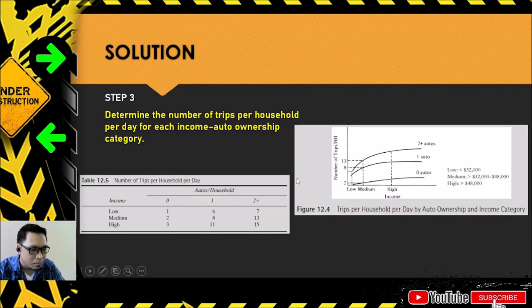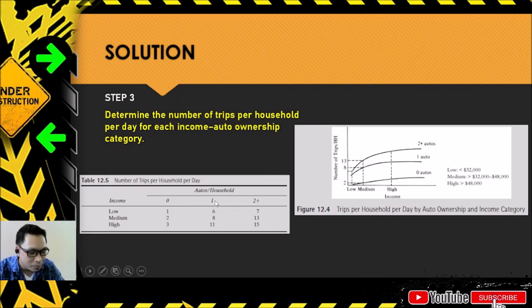Next is step 3. Determine the number of trips per household per day for each income or auto ownership category. By this figure, we have trips per household per day by auto ownership and income category. We have the income category and the number of autos per household. So how many trips did each make? For low income with 0 autos, we have at least 1. Then for medium, we have 2. Then for high, we have 3. It is hard to see the 3, but that is not a problem here. The figures are approximate.